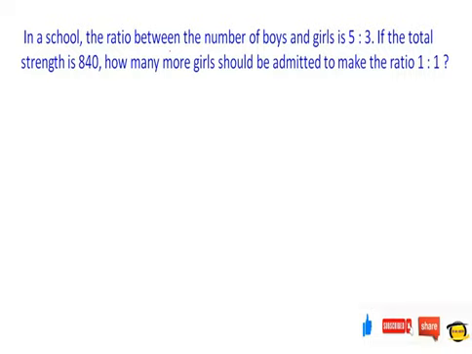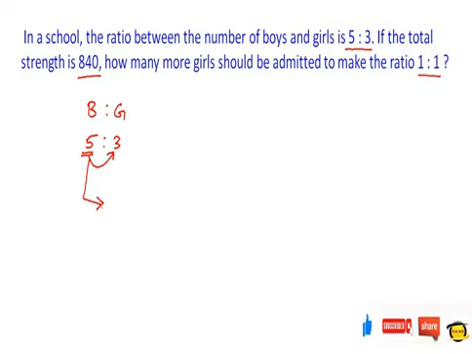In a school, the ratio between the number of boys and girls is 5:3. If the total strength is 840, how many more girls should be admitted to make the ratio 1:1? So the boys to girls ratio is given as 5:3, right? What does this mean? For every 5 boys in the school, there are 3 girls, right? So now by using this, we can find out the number of boys present in the school.